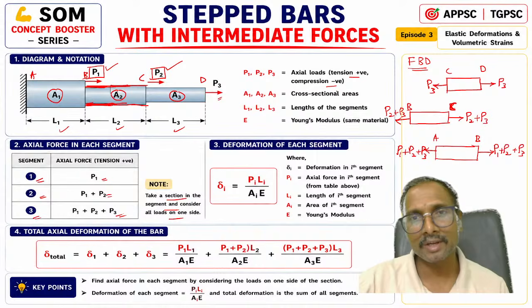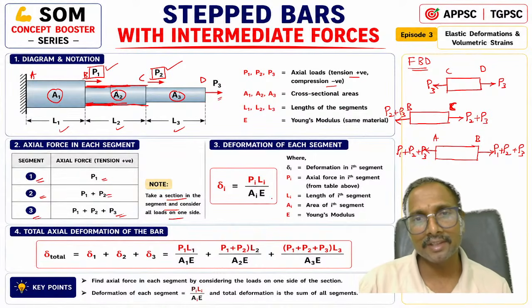A1, A2, A3, cross section areas. L1, L2, L3, lengths. So delta i = Pi Li by Ai E. Same. So delta 1: first segment load is how much? P1 L1 by A1 E. Second segment load P1 plus P2 into L2 by this A2 E. Third segment load is how much? P1 plus P2 plus this P3 into L3 divided by this A3 into E, right?